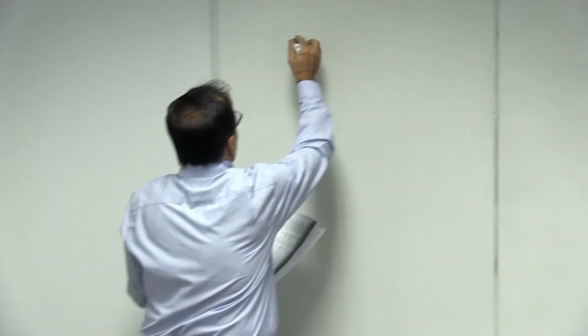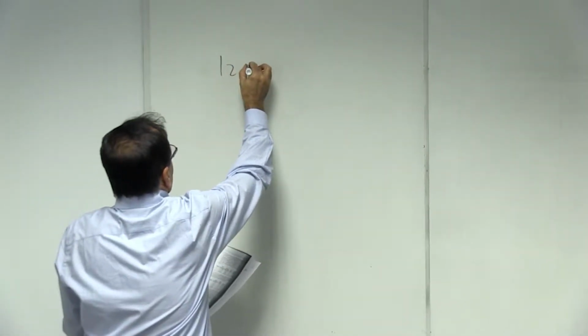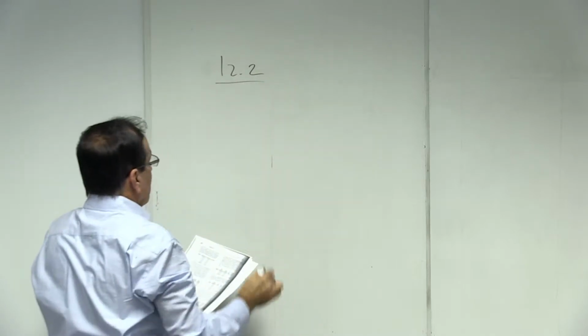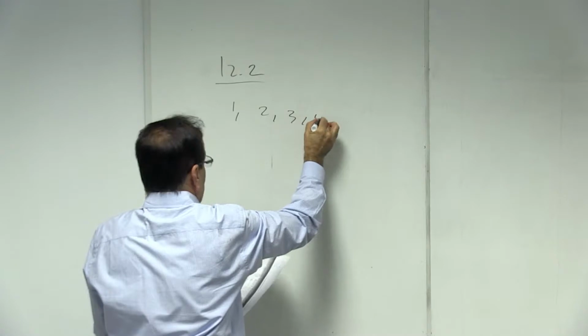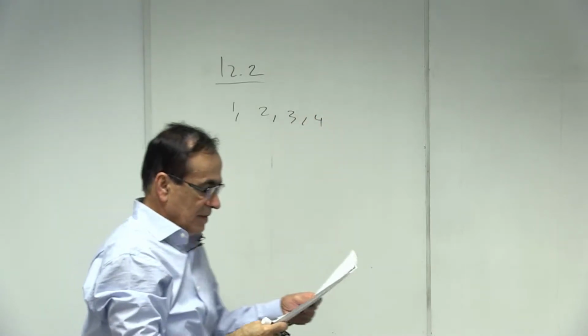In the previous example, we assumed the lives of the equipment are the same. This time, we're going to have an example where the equipment have different lives. So, for example, this is example 12.2. We have 4 alternatives, number 1, 2, 3, and 4 here. You have all the information regarding those alternatives.